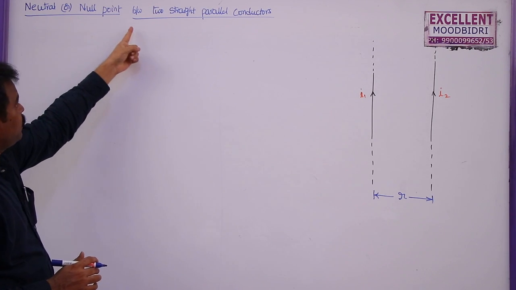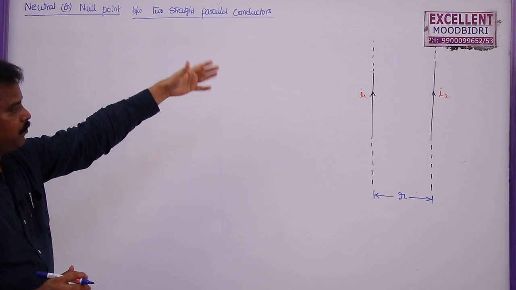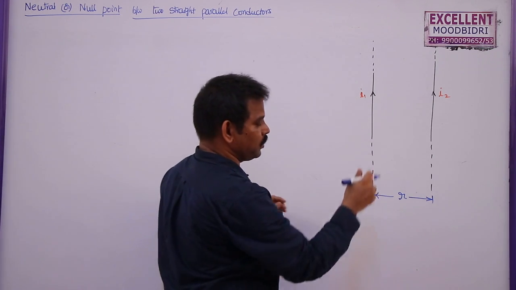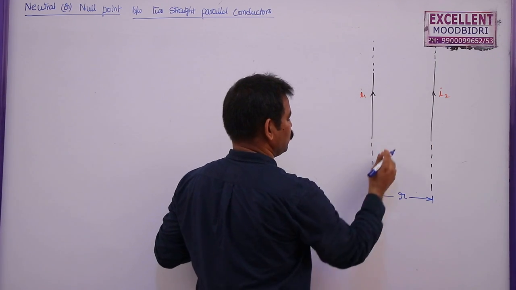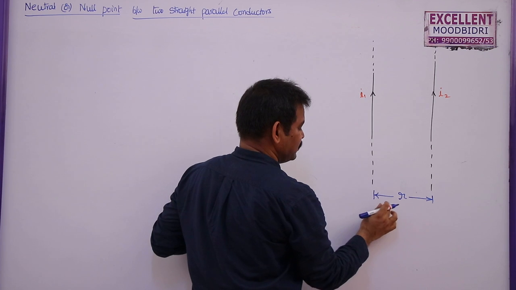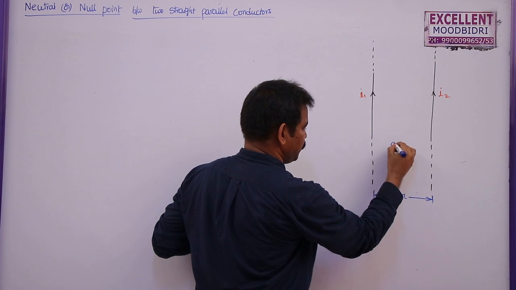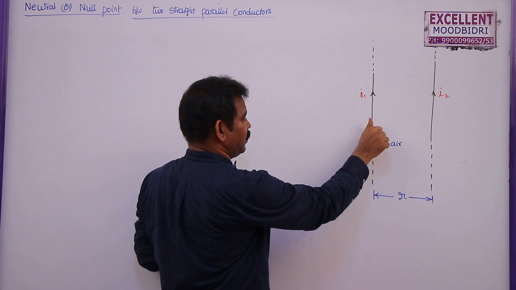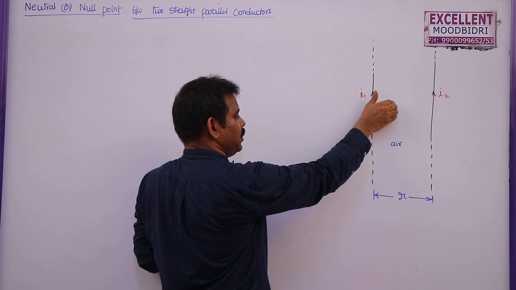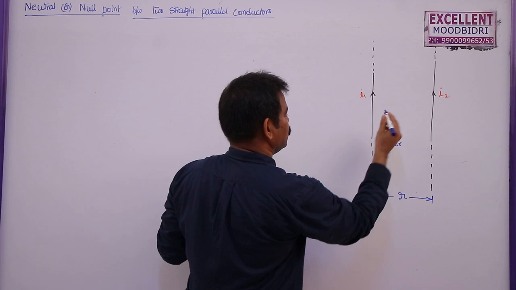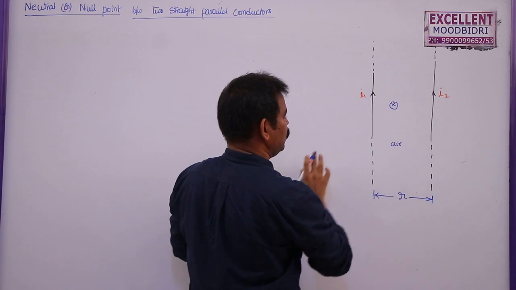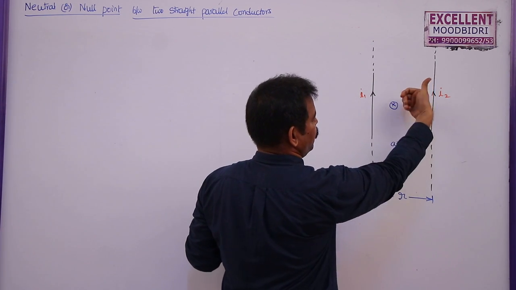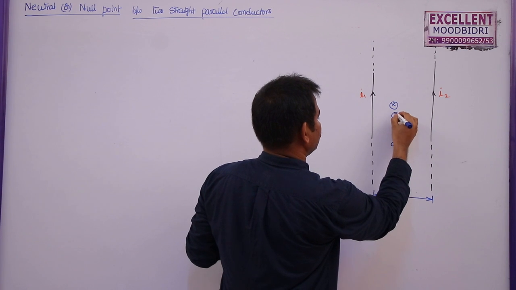Neutral or null point between two straight parallel conductors of infinite length. So I have taken two conductors carrying currents I1 and I2 in the same direction, separated by distance R. Whenever a conductor carries current in this direction, the magnetic field here will be acting into the board. So here it will be into the board, and similarly due to this current the magnetic field is outside the board.